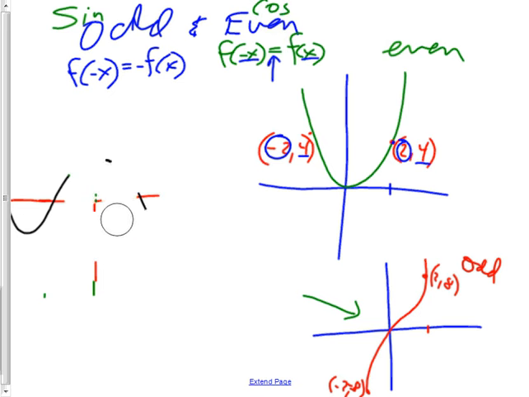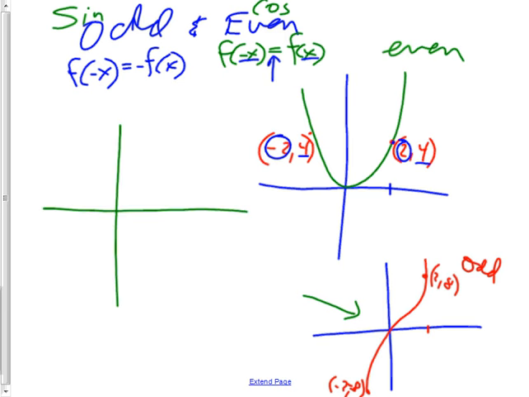How about tangent? Is tangent on the even or the odd team? Remember how tangent looks? There's tangent. Now what do you think? Even or odd? Definitely on the odd team. So tangent's on the odd team. Sine's on the odd team. Cosine's on the even team.